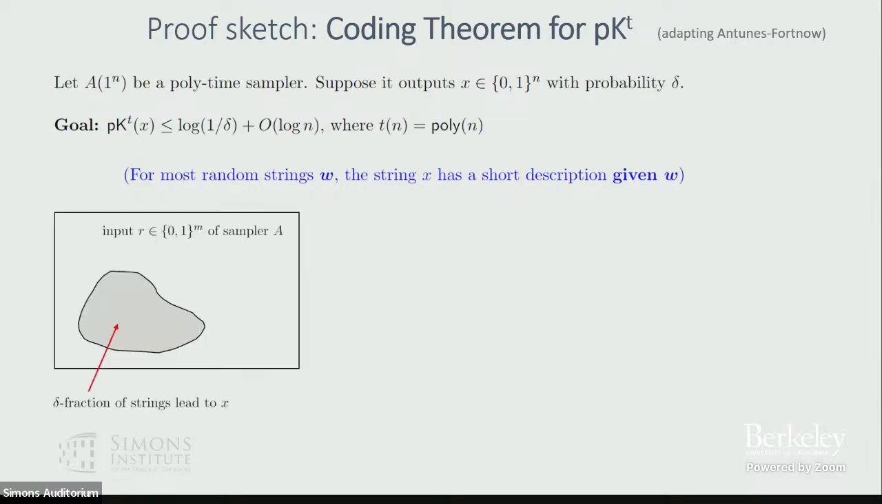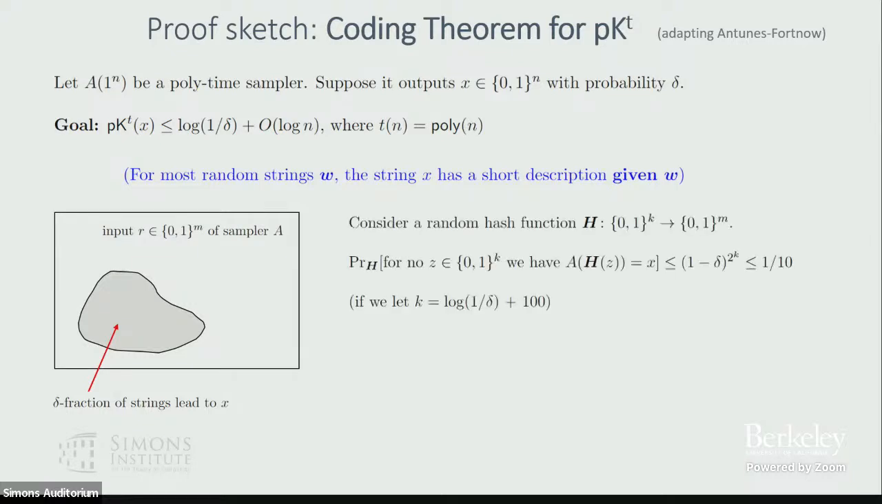And this is how we're going to prove it. So let's look at this sampler A. It accepts a random string of m bits, and it generates some string. And we know X is generated with probability delta. So that region is the set of seeds that lead to X, and there's a delta fraction of them. So if we could hit one of these seeds, then we could just run the sampler and recover X. So that's our goal. So let's consider a fully random hash function now that maps to m-bit strings.